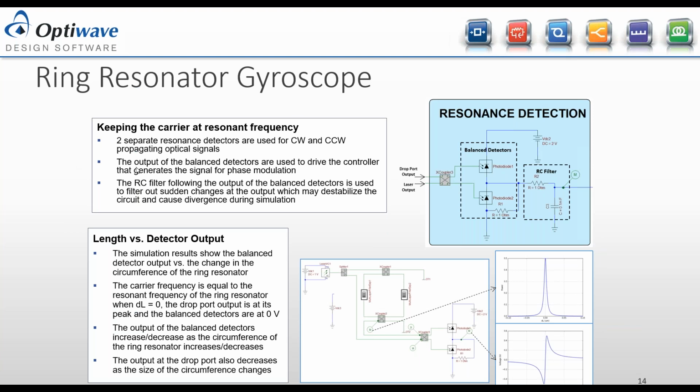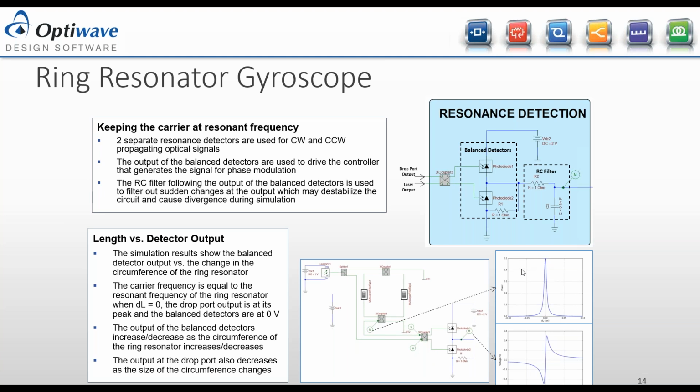Now, the way we keep track of the resonance is using the balanced detectors. We need to generate an error signal signaling the controller that the ring is going off resonance, and then the controller needs to generate a signal to correct the input frequency, such that it is always at resonance. As you can see here, we have two signals combining in this cross coupler. One is from the drop port, the other is from the incoming signal.